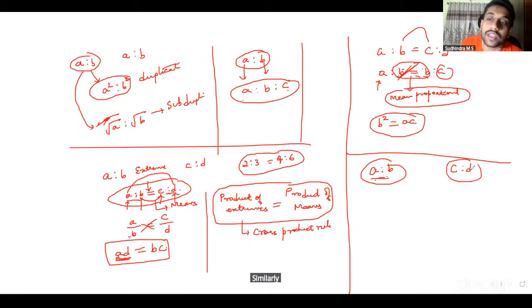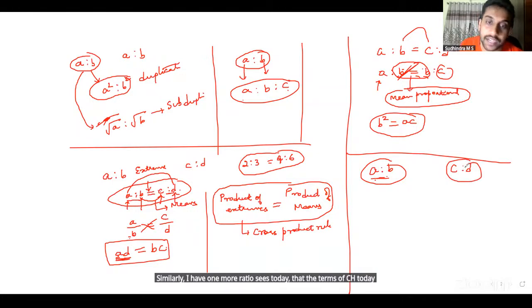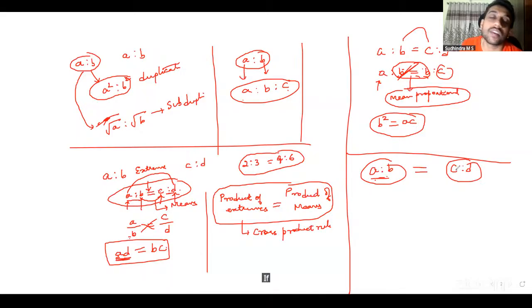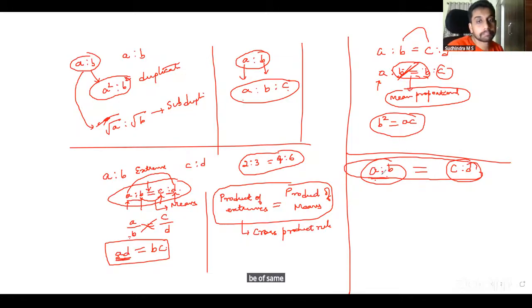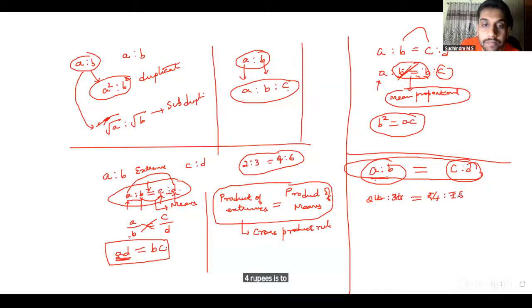Similarly, I have one more ratio, C is to D, and the terms of C is to D will also be of the same kind. If I do A is to B is equal to C is to D, this is proportion. Now, in a proportion, should all the four terms be of the same kind? Yes, sir. Can I have 2 liters is to 3 liters is equal to 4 rupees is to 6 rupees? No, sir.